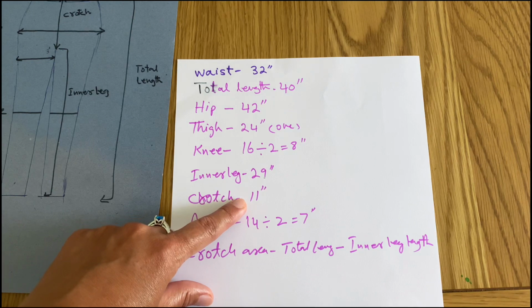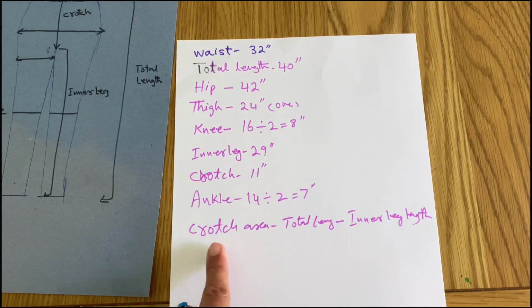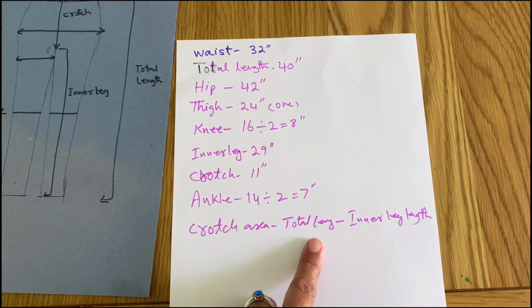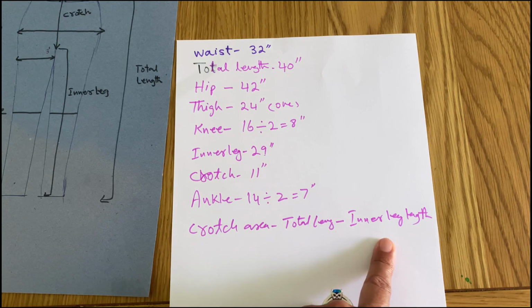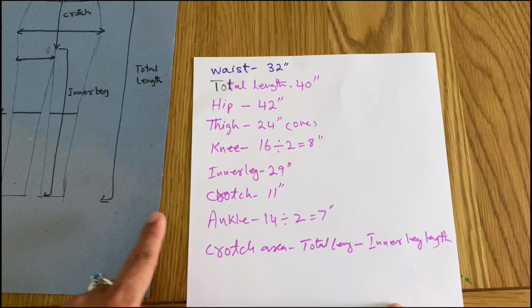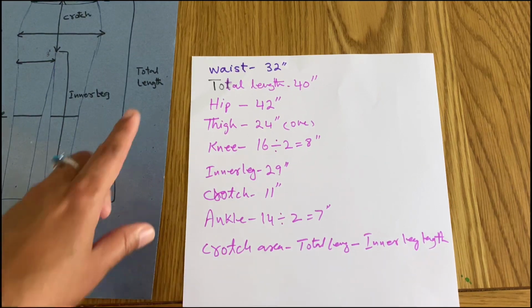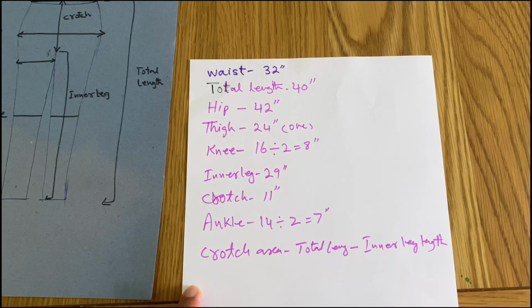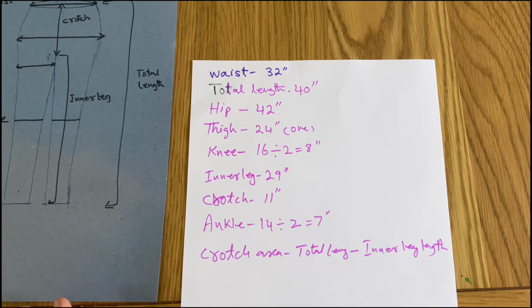And how I took this one out: crotch area is equal to total length minus inner leg length and ankle length. So you take your own measurements. When you have taken these measurements, simply take your draft paper and we will start drafting.